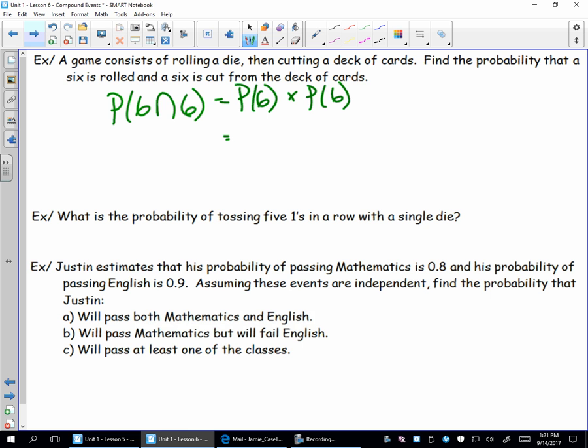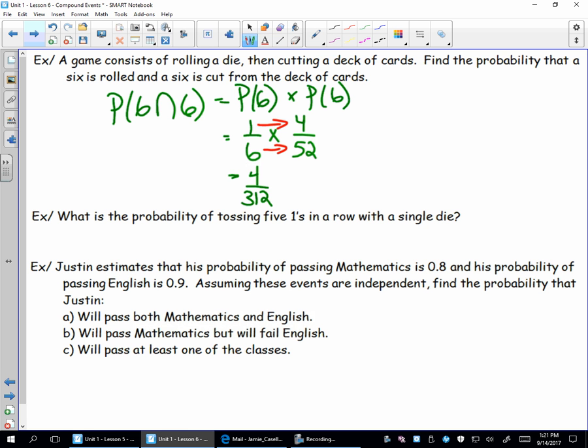Well, if I roll a 6, what's the probability of doing that? That's 1 out of 6. Times, what's the probability of getting a 6 from a deck of cards? Well, there's 4 of them out of 52. Remember with fractions, you're multiplying. You can use your fraction board in your calculator or just go straight across. That's probably faster. 1 times 4 is 4. 6 times 52 is 312.